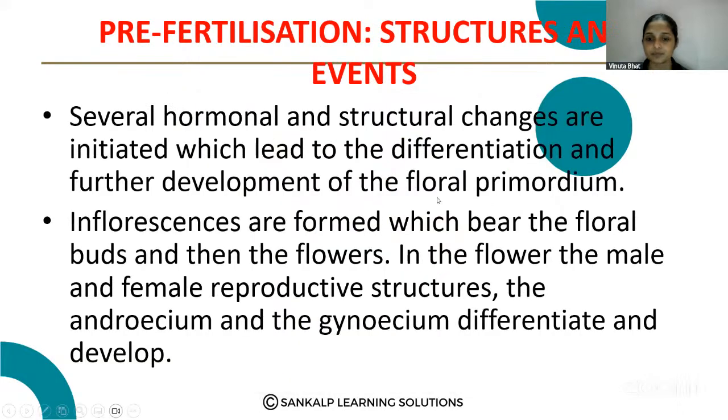Then here, the flower is formed on the floral primordium, and the flower mainly contains the androecium and the gynoecium. Androecium is the male reproductive structure, and the gynoecium is the female reproductive structure. This androecium produces the male gametes, and the gynoecium helps to produce the female gametes.